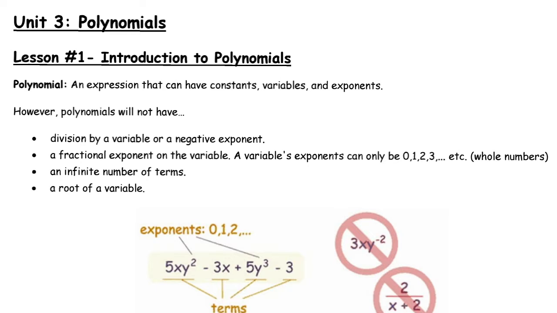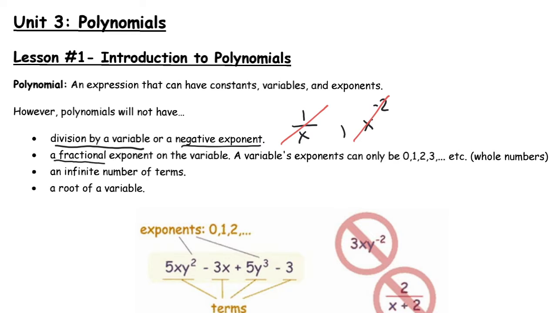Now, however, a polynomial will not have, number one, division by a variable. In other words, you won't see an x or a y in the denominator. You will not see something with a negative exponent, like an x to the negative 2. That will not show up here. It turns out there's a relationship between those two, which is why we have them together on the same line, but we'll take a look at that a little bit later.